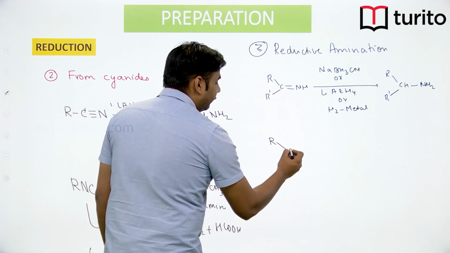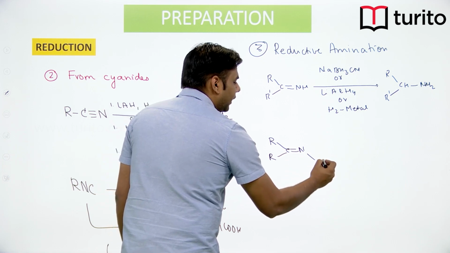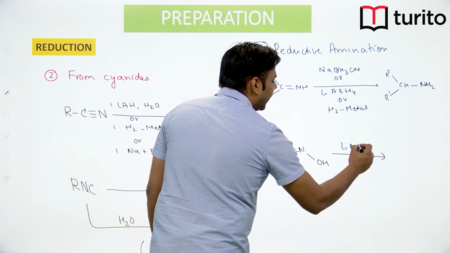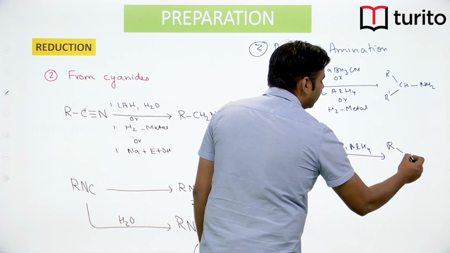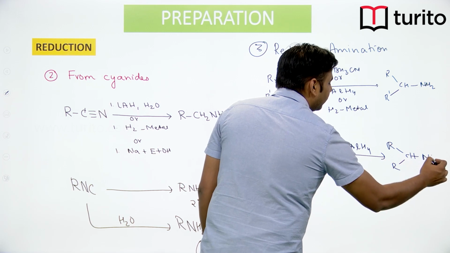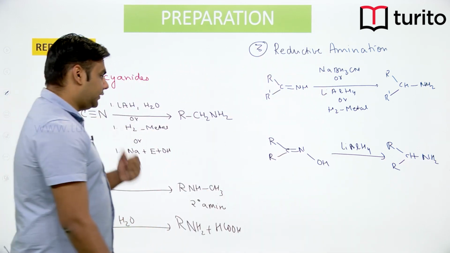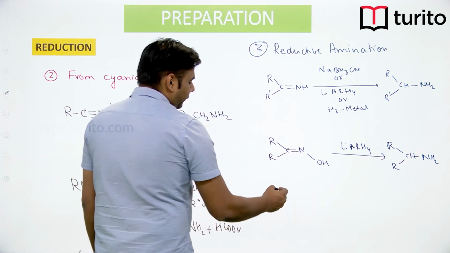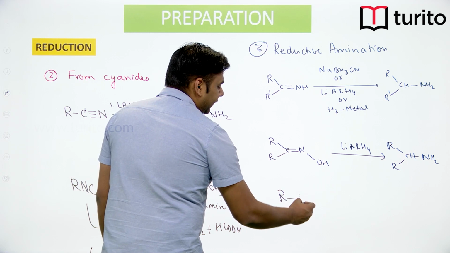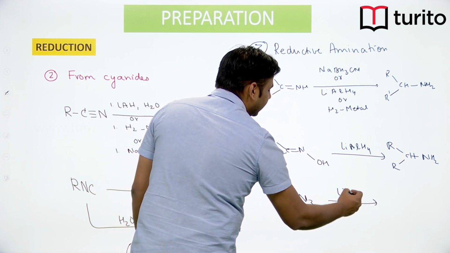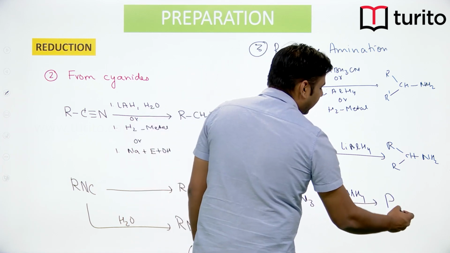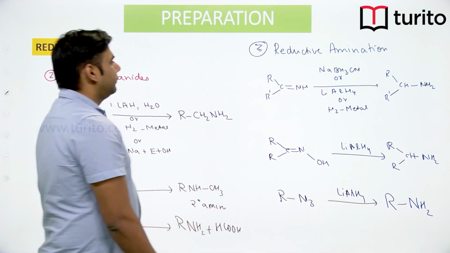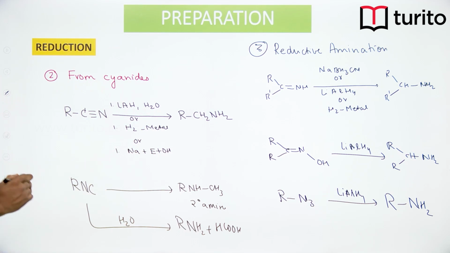So, the next reaction could be from oxime. If you take any oxime and add lithium aluminum hydride, it gets reduced into an amine. I hope you know all these reactions and have memorized them. Similarly, if you take an azide and add lithium aluminum hydride, this will also form RNH2. So, just have a quick look. I hope you remember these reactions because they are important reducing agent reactions.